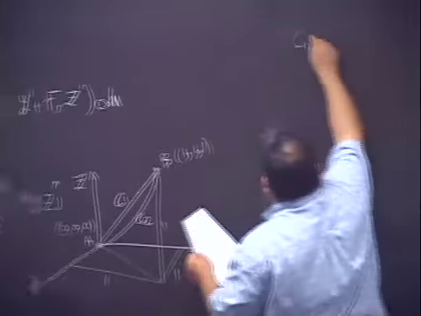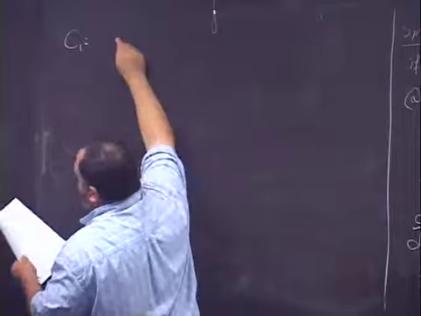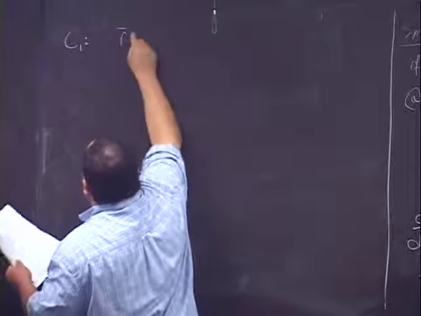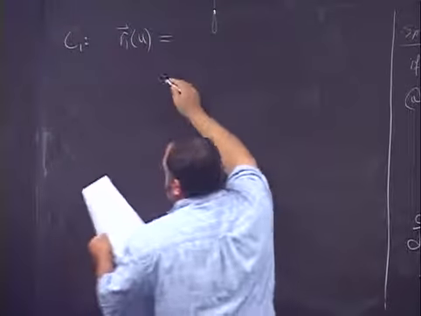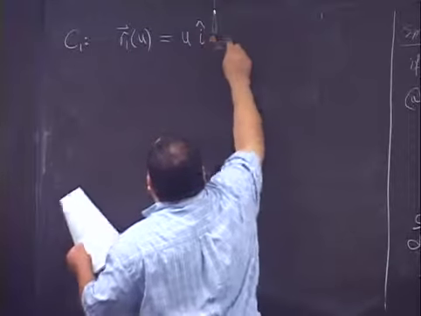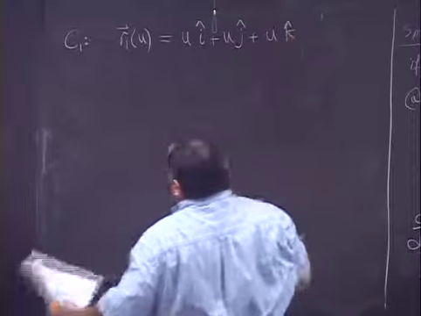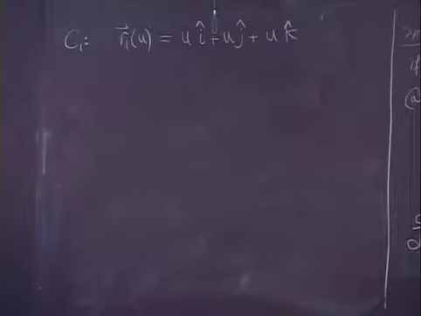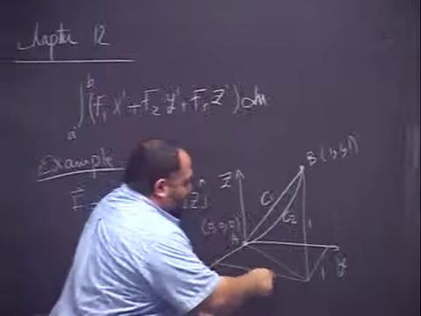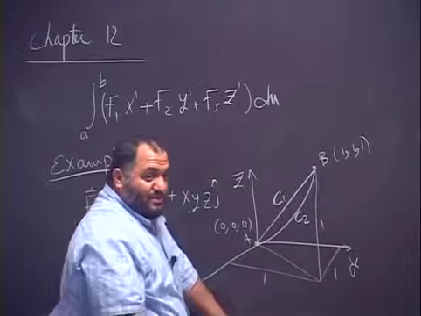So C1 is just a line, and the equation of this line is R1 as a function of u equal to u in the i direction plus u in the j direction plus u in the k direction. So u should be, in this case, what? 1, 1, 1. Yes. So if you have one in the i, one in the j, and one in the k, you will reach this point. So this is just a straight line.